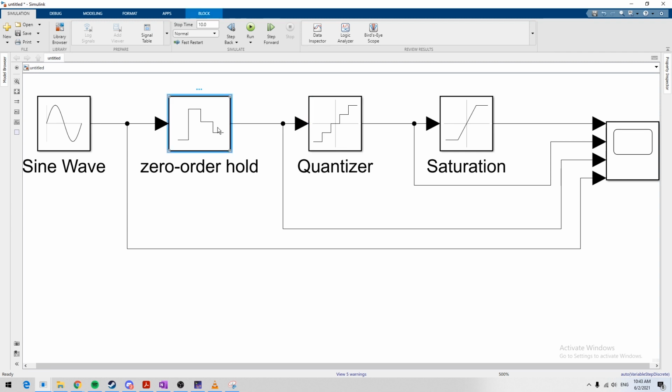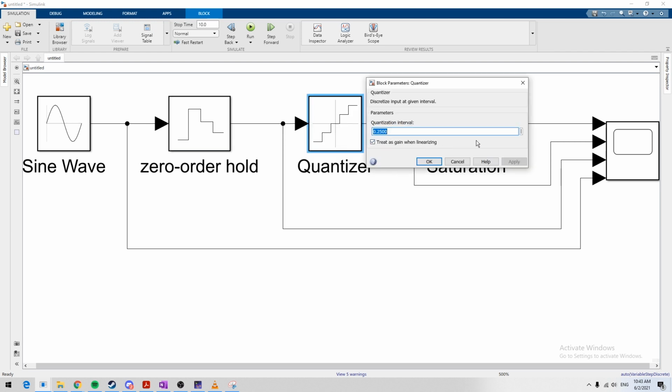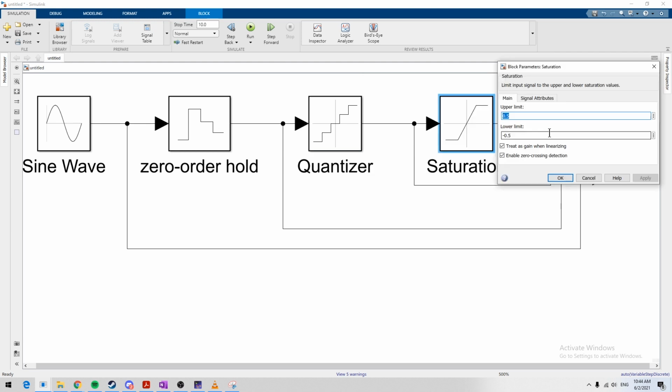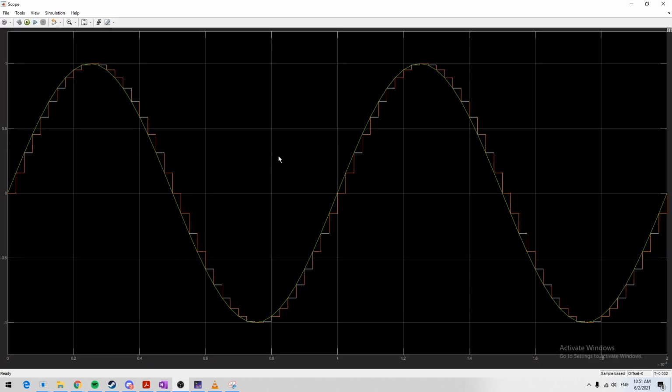For the sampler, we can adjust our sampling rates by changing this. This is the sampling period. And for the quantizer, we can change the quantization interval by changing this parameter. The saturation block is necessary to specify the upper limit and the lower limit of our input range. So if we run our simulation and look at the scope, this is a sample output of our simulation.